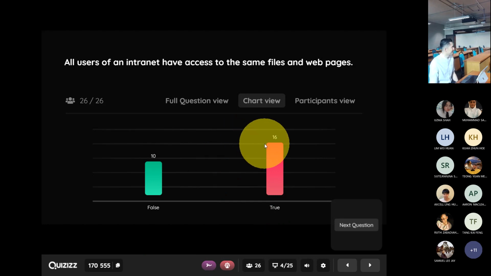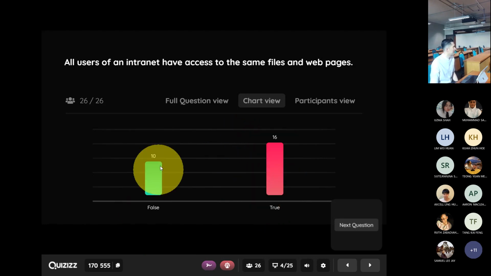Okay, all right. So 16 of you said it is true, and 10 of you said it is false. So when you really think about it, in an intranet, the easiest example I can give you is definitely our own university's intranet, like when we all access web app space. I log in with my email and password, you log in with an email and password as well. We are all accessing the university's intranet. But are we accessing the same materials?